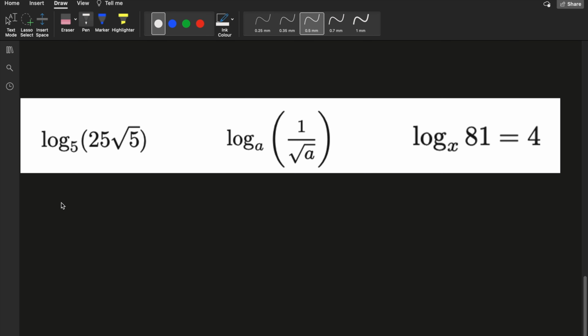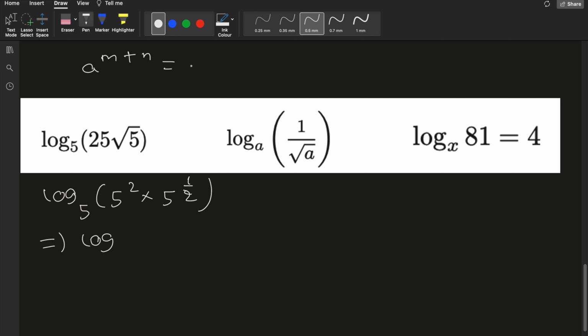So now let's solve this. 25 can be written as 5 squared and root 5 can be written as 5 to the power of 1 by 2. So we could write log base 5 squared into 5 to the power of 1 by 2. And now we could add these 2 plus 1 by 2 because we know this property. So this would be 2 plus 1 by 2, that is 2.5. So the answer would be 2.5.